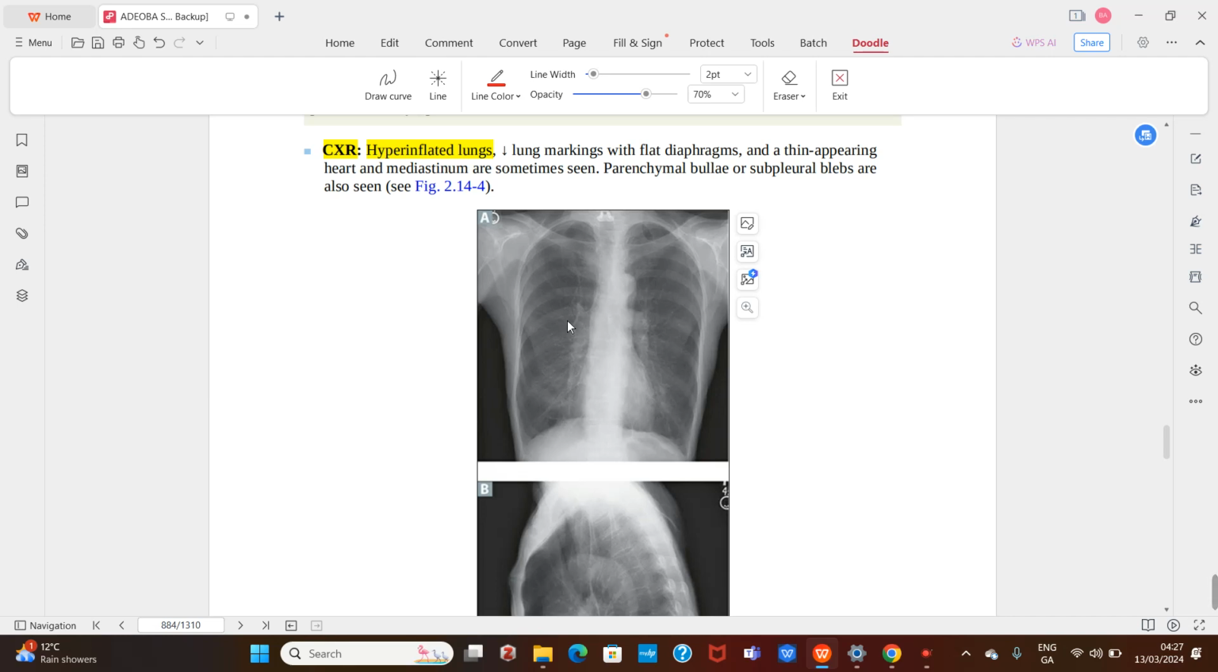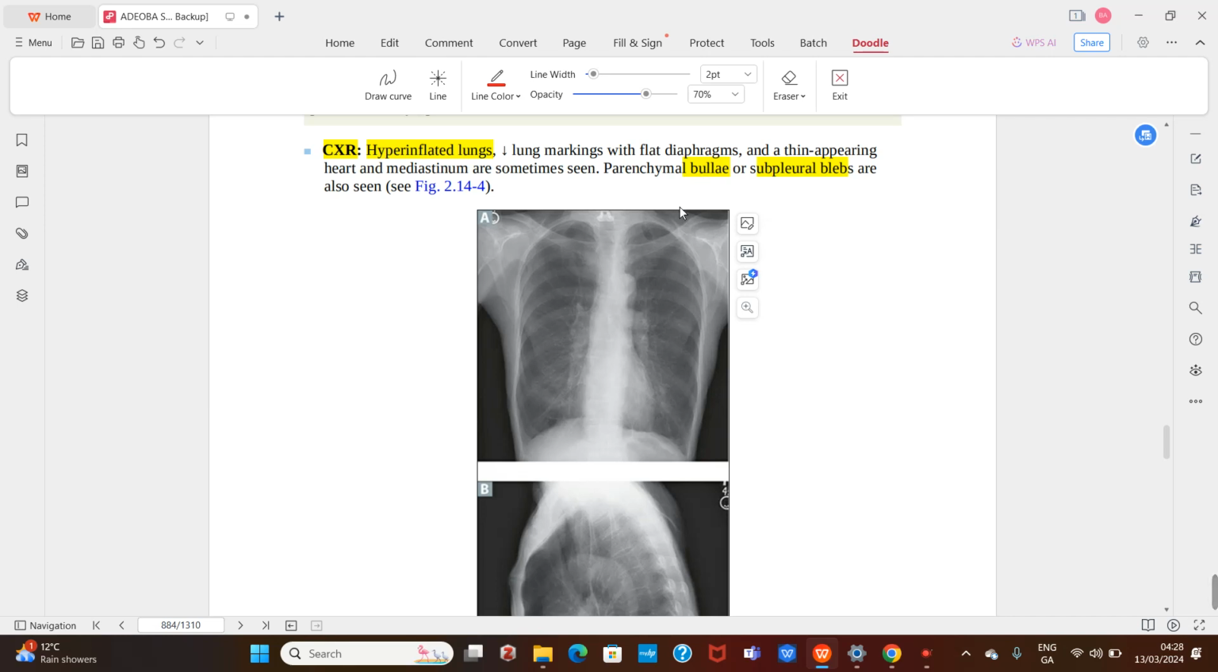The air can be tracking along the tissue plane of the lungs, and it can collect in small pockets. Some of them can collect within the pleura surrounding the lungs, forming subpleural blebs. Some of the air can collect within the lung parenchyma itself, forming bullae. So you don't see bullae in the pleura. An air pocket in the pleura is called a subpleural bleb.